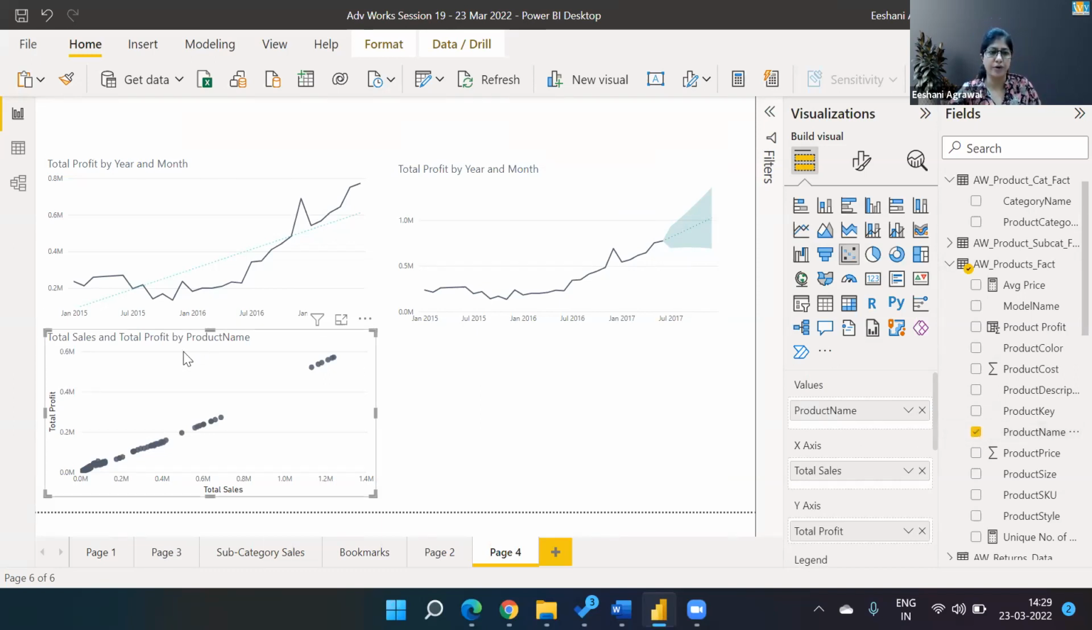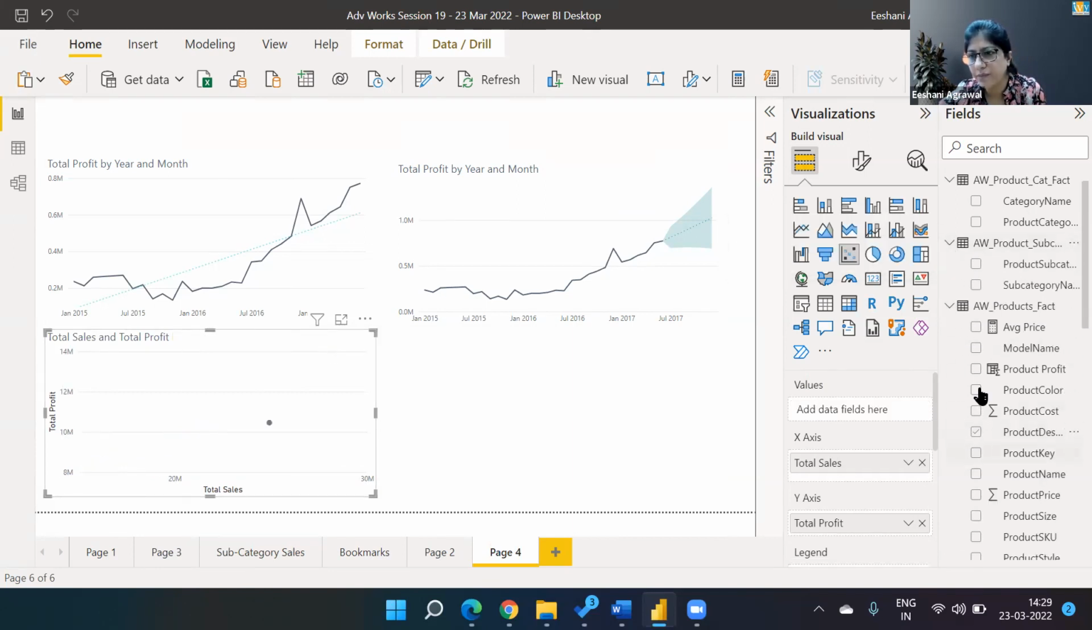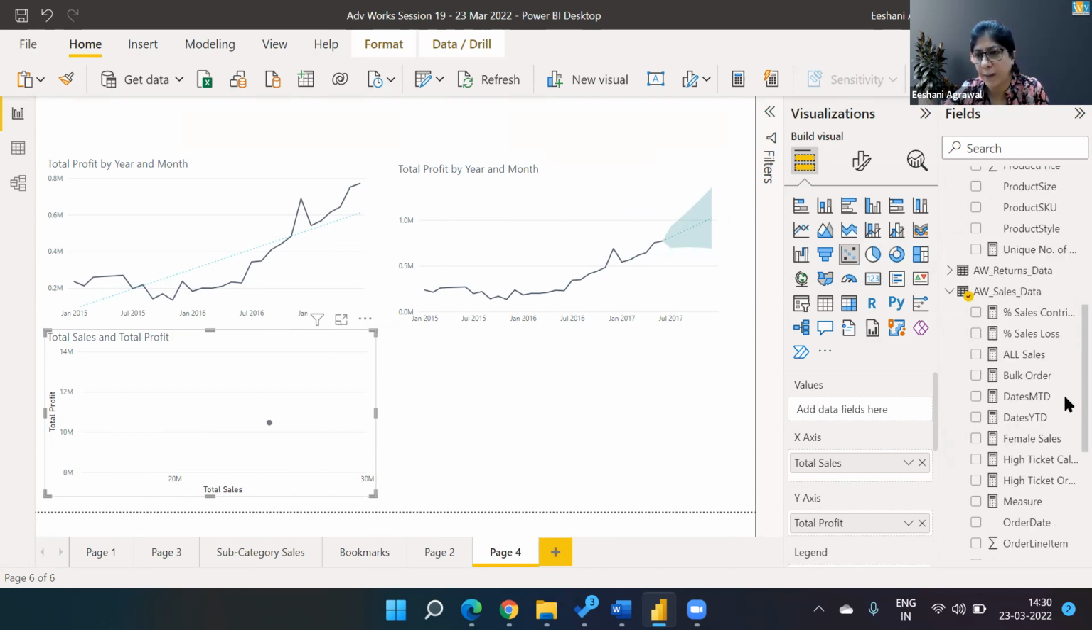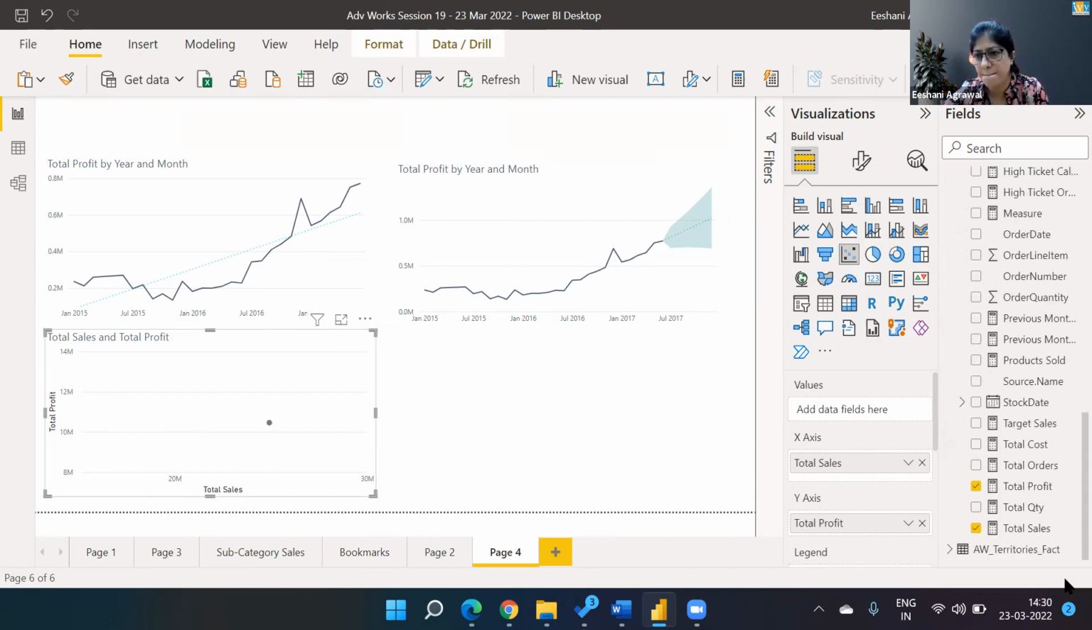So this is a scatter plot, right? And does anybody know what is the role of a scatter plot? Relationship. Does it show the relationship between three components, three fields? It basically helps you to find out the relationship between the two variables.